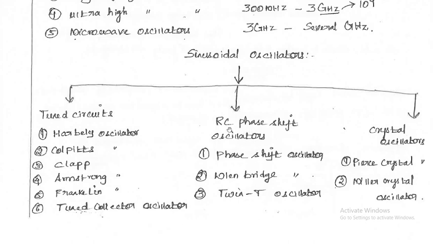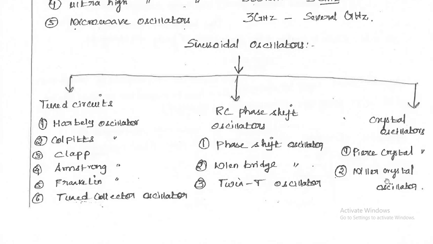The next type is the RC phase shift oscillator. RC means it has components like resistor and capacitor. The types of RC oscillators are RC phase shift, Wien bridge, and twin T oscillators. And finally, the last type is crystal oscillators. In crystal oscillators, we have only two types: the Pierce crystal and Miller crystal oscillators.